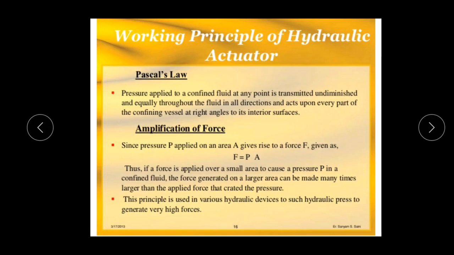Thus, if a force is applied over a small area to cause a pressure P in a confined fluid, the force generated on a larger area can be made many times larger than the applied force that created the pressure. The principle is used in various hydraulic devices to use hydraulic pressure to generate very high forces.